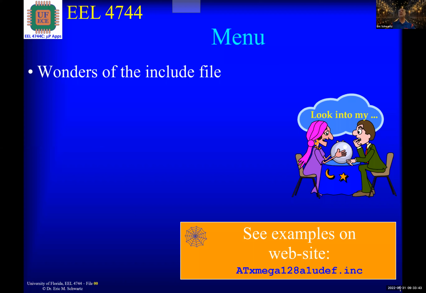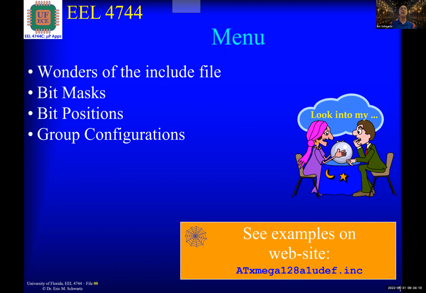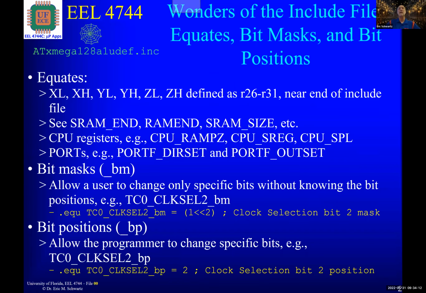The include file is going to become more and more useful the more we get into the configuration registers that we deal with for all the peripherals. And once we get to C, it'll be even more powerful because the auto-complete will work a lot better. We've seen some of these already: bit masks, bit positions, and group configurations, but we'll look at that in more detail. There are lots of equates in this include file. In fact, it's almost all equates.